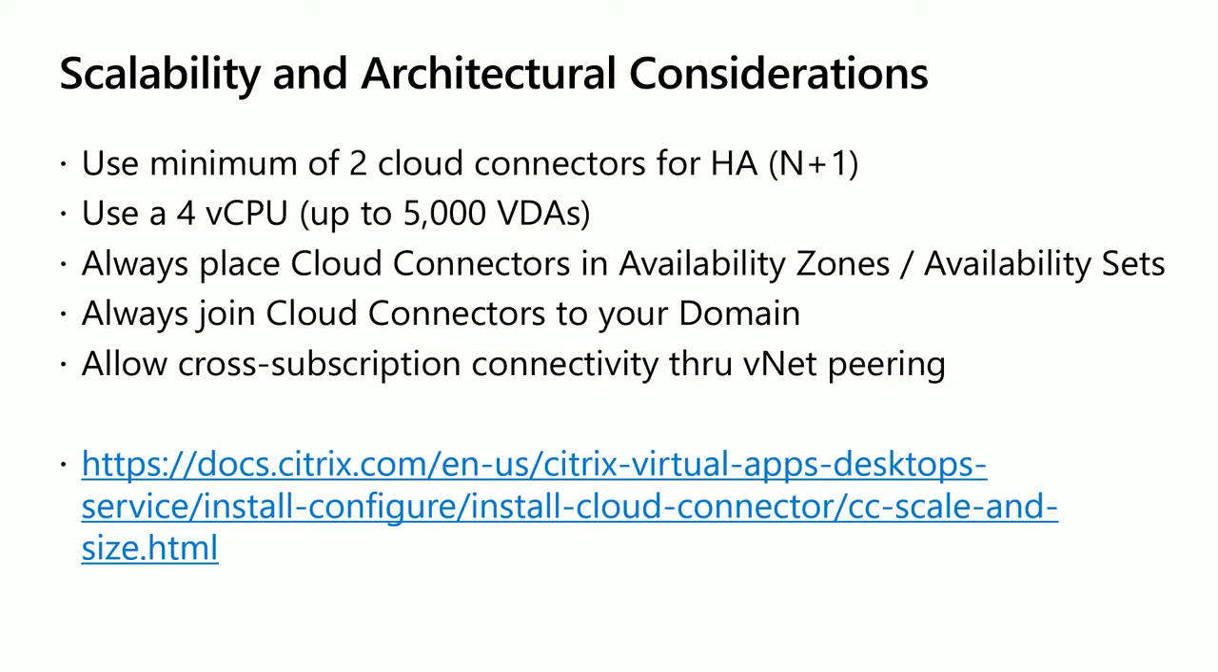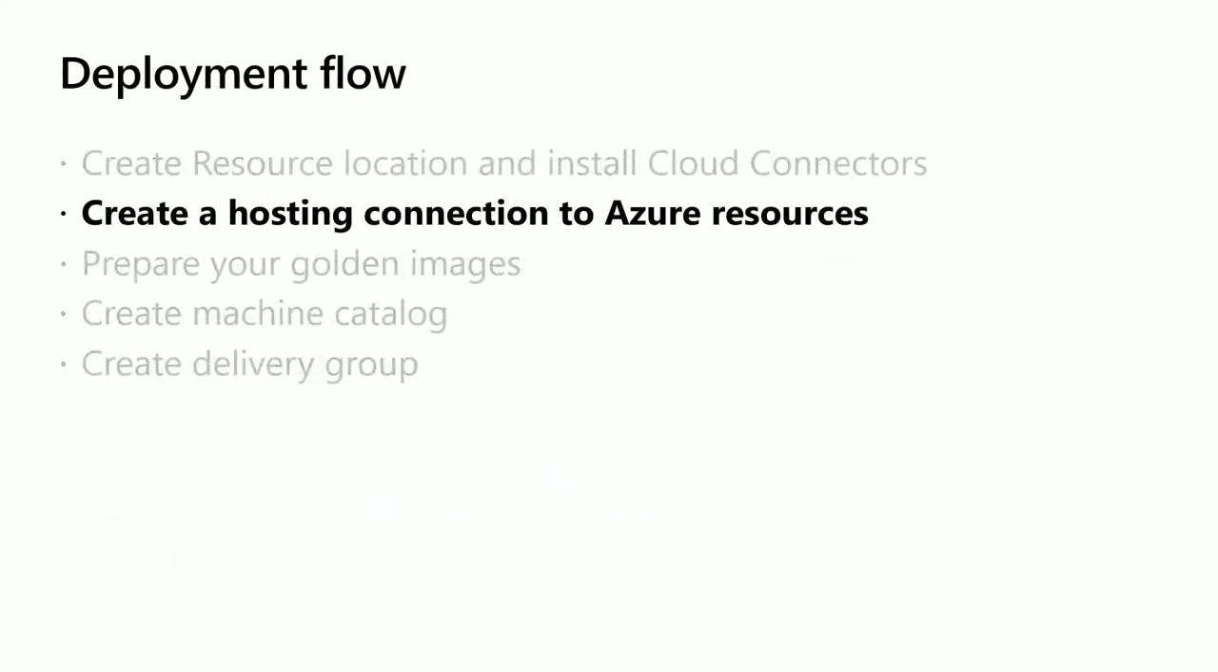Definitely make sure you put them in an availability zone or an availability set. That'll be OK, depending on how spread you are. Cloud Connector needs to be part of the domain. And if you've got multiple subscriptions, all you need is VNet peering across them. So that's the requirement. OK, let's go on to the next step.